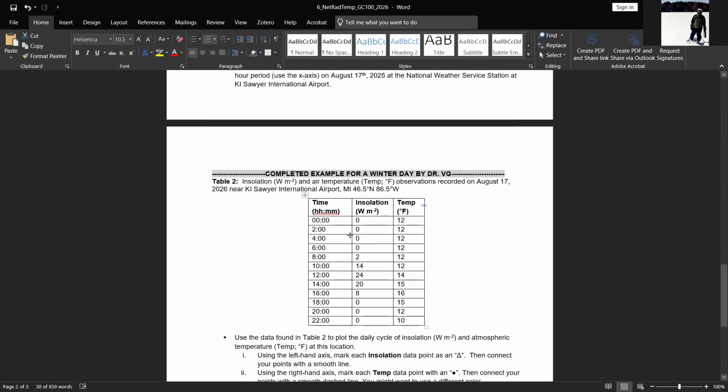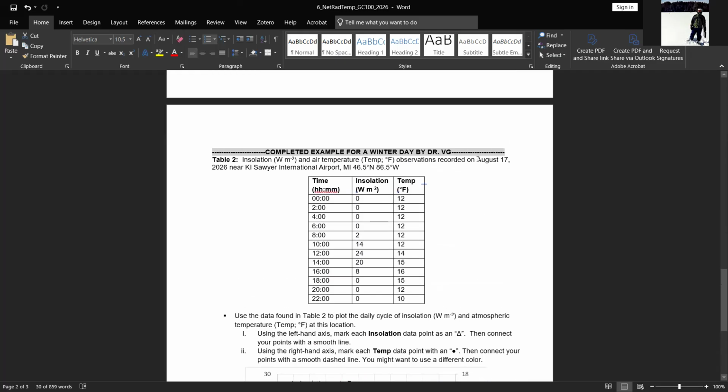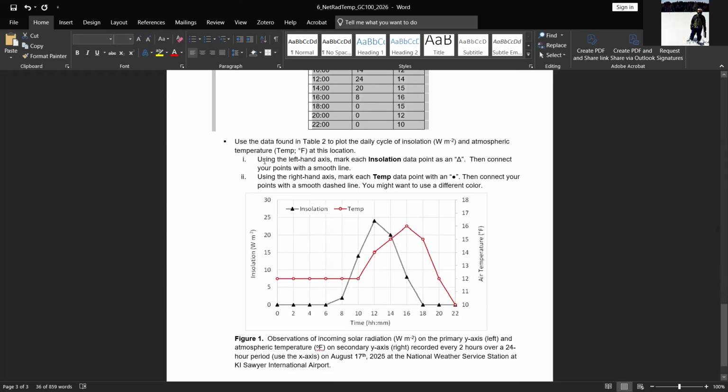So as an example, again, I've now plotted data for the winter, and actually this was for January 17th, 2026. These data were recorded in January. And as you can see, there's not that much insulation, a lot less. And then our temperatures were much colder, although they did slightly warm up in the middle of the day on January 17th. Following the same sequence, you would start at midnight, go to 2 a.m., plot your insulation, and then plot your temperature. I just wanted to provide a fully worked through example here.